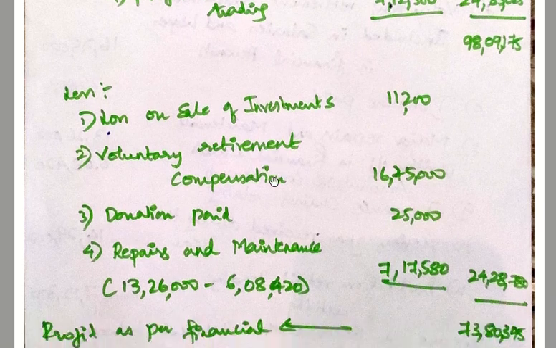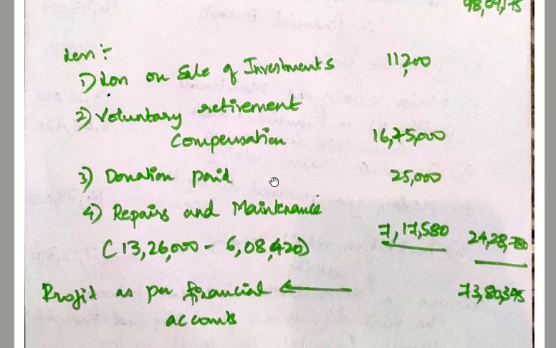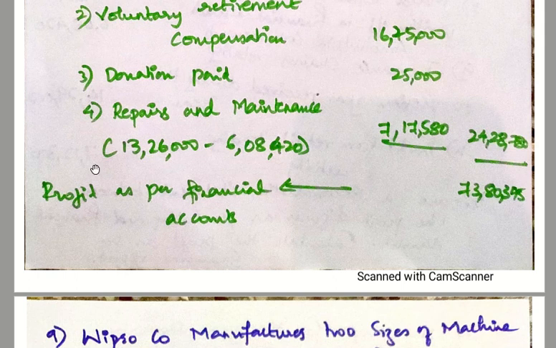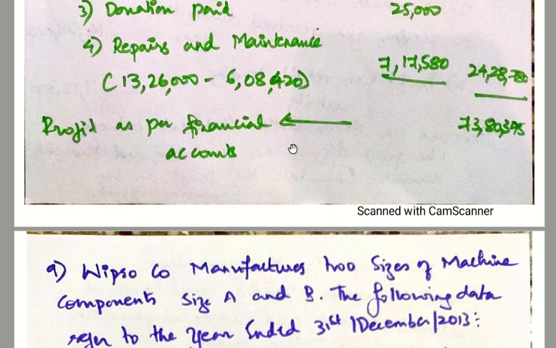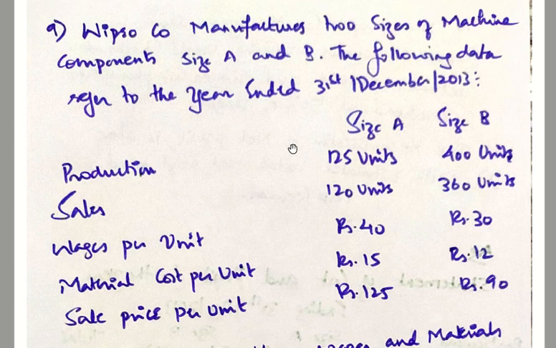the expenses and the losses: loss on sale of investment, voluntary retirement compensation, donation paid, and the repairs and maintenance differences. So the resultant figure is equal to your financial accounts profits. So your last question.